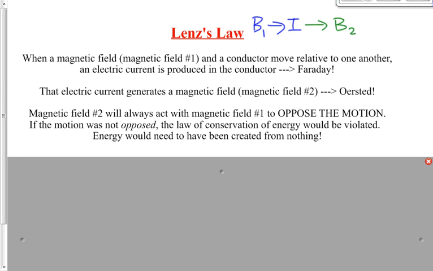You can't create energy from nothing. So if there's going to be a force, and it can't cause the object to speed up at a greater rate, well, then it must be causing the object to slow down, or at least speed up at a smaller rate. A magnetic field generates a current. A current generates another magnetic field. These two magnetic fields act together to oppose the motion.